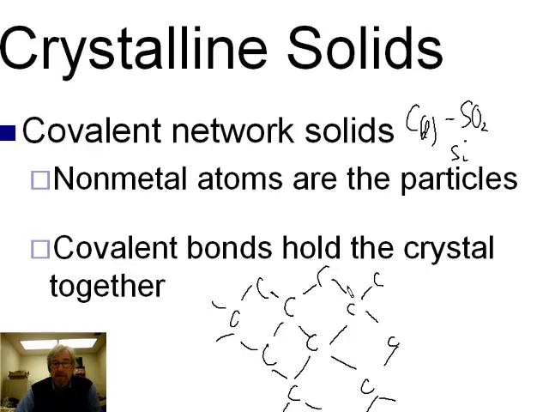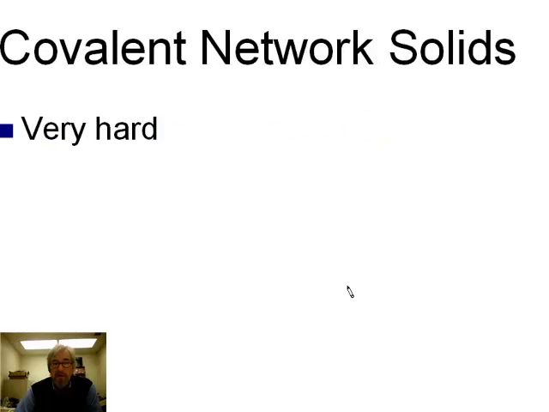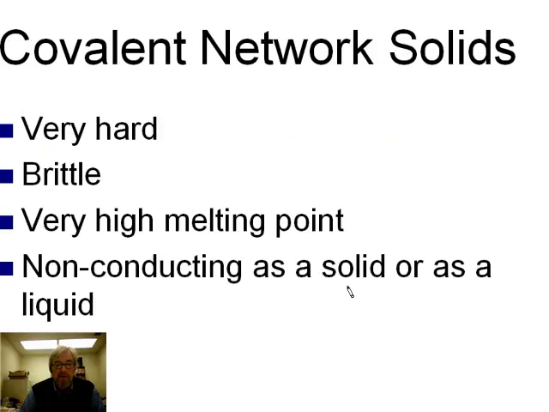So the properties of covalent network solids are they're very hard. Think diamond. They're very brittle because you have to break covalent bonds along the covalent bond lines, and so they're going to shatter. They're not going to smush around very well. They're going to have extremely high melting points because you have to break all these very strong covalent bonds to make the thing melt. And they don't conduct as a solid, and they don't conduct as a liquid because there are no charged particles that can move around.